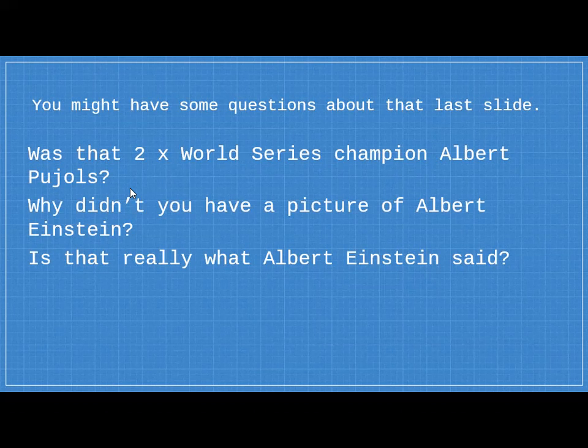Was that two-time World Series champion Albert Pujols? Why didn't you have a picture of Albert Einstein? And is that really what Albert Einstein said? The answer to that is yes, yes, and yes.